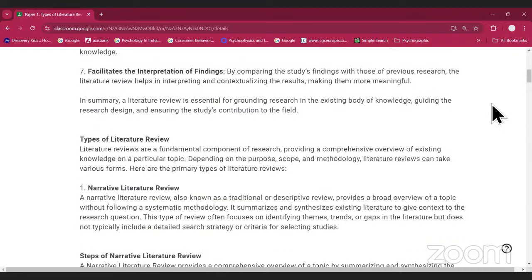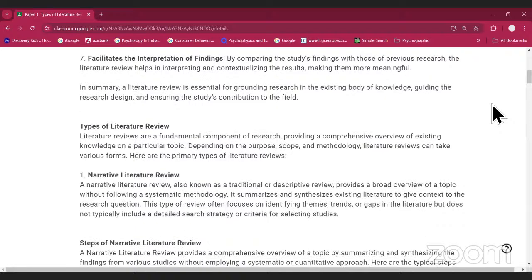Okay, Amit, now you did types of literature review. Sir, actually, I am traveling, sir. Okay, I can't, please answer. Sorry, sir. Okay, so who can read? Okay, Kavita, please read it.